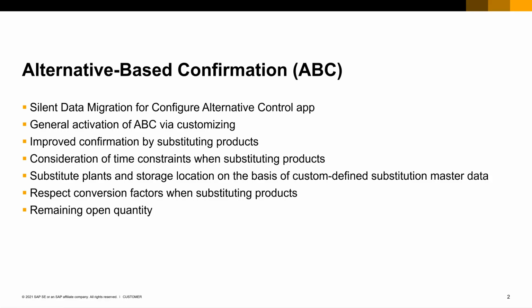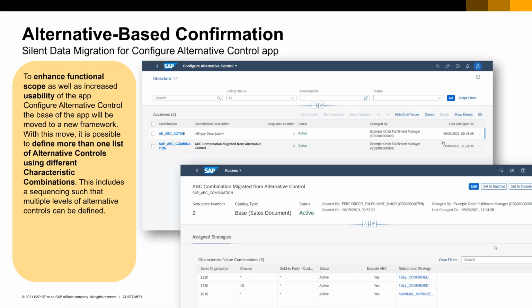Let's start from the top with the Configure Alternative Control app. The Configure Alternative Control app is the activation of the alternative-based confirmation. So this was done in a simple way based on a characteristic combination. The first feedback from many customers was, yes, it's nice that you have this. And it's quite simple and straightforward, but it's too simple for us. We want it a bit more complicated.